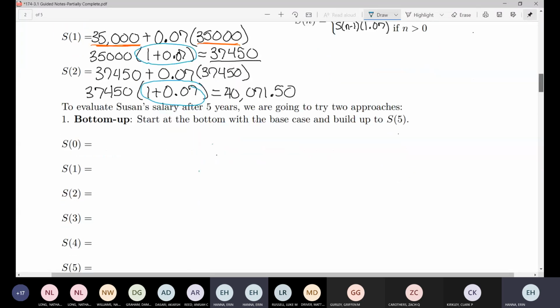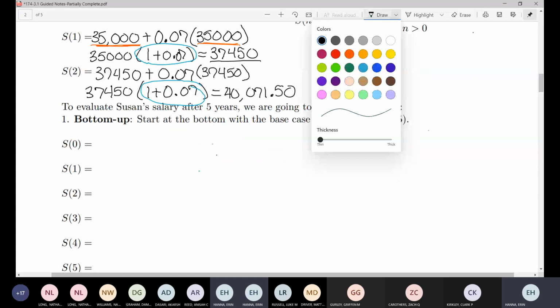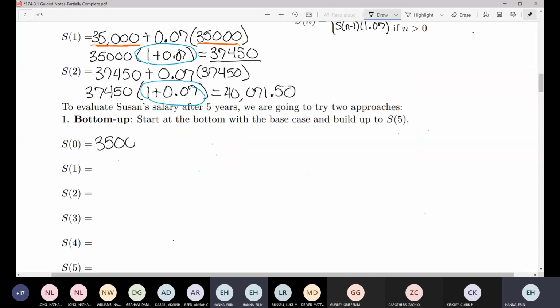But if I wanted to do that, we know the first few of them, but let's just write them out in generality again. So her first salary was that 35,000.